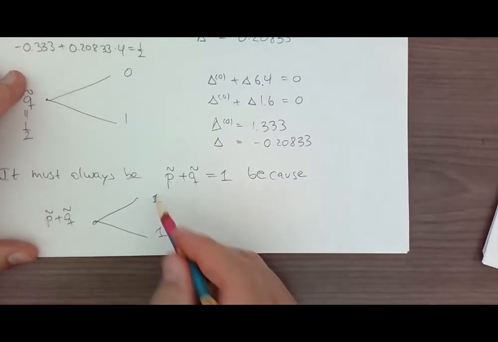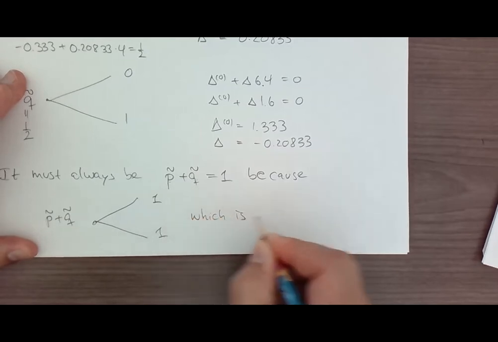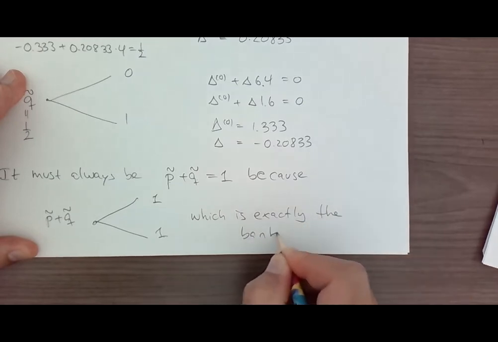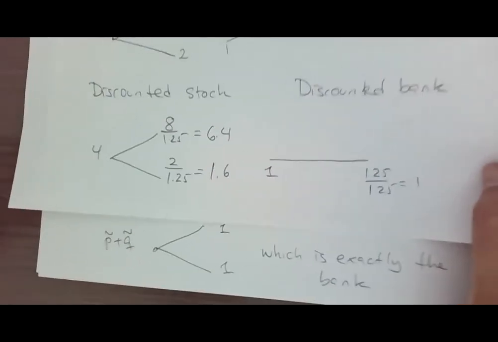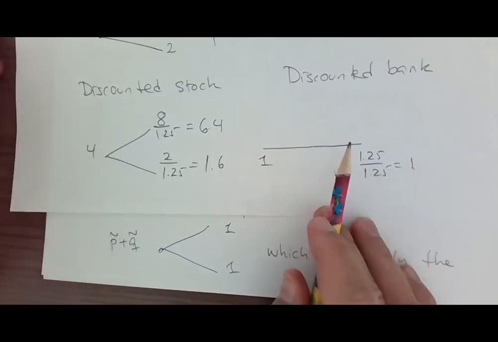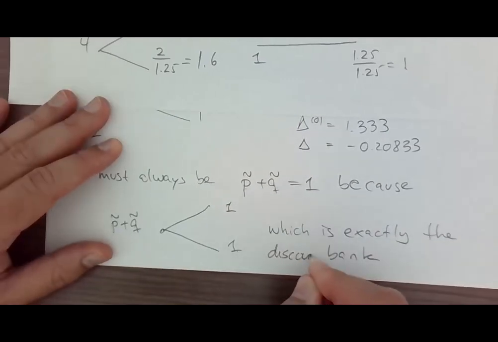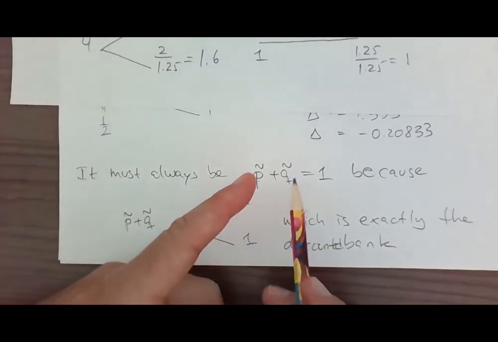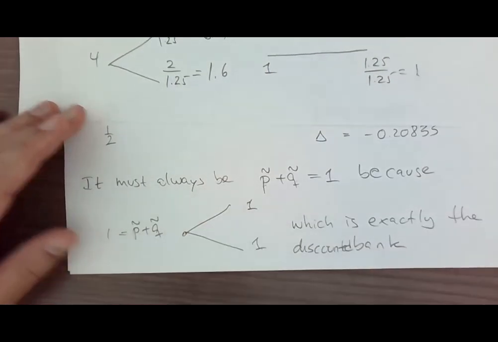But I compare it, now I'll have 1 here and I'll have 1 here. This is exactly the bank. Because the bank, exactly the bank, I always end up with a 1 here. So there's no difference between this payoff here, 1 and 1. This is the discounted bank. There's no difference between the discounted bank's payoff and the portfolio of these two Arrow-Debreu securities. So therefore, the bank has the initial value 1. So therefore, this one here also has to have the value 1.